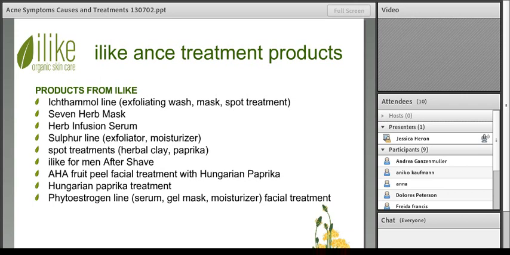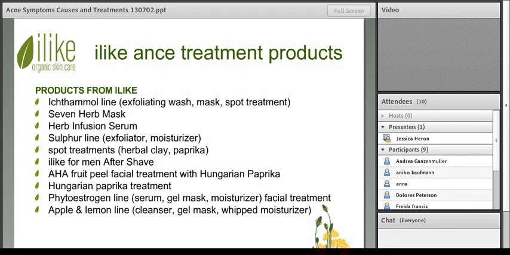Phytoestrogen line. Our phytoestrogen line, like the serum, the gel, the mask, and the moisturizer, plus this also has a facial treatment, the phytoestrogen line. We do have a phytoestrogen facial. But these have phytoestrogens like cloves, flaxseed, hops, and yucca. Also paprika is another phytoestrogen. These will provide hormone balancing effects and sort of introduce estrogen into the skin and into the body to regulate hormonal imbalance and help to cut the oil production by balancing the hormones.